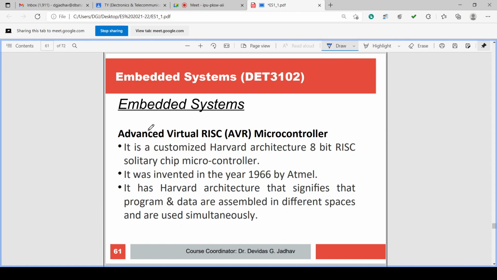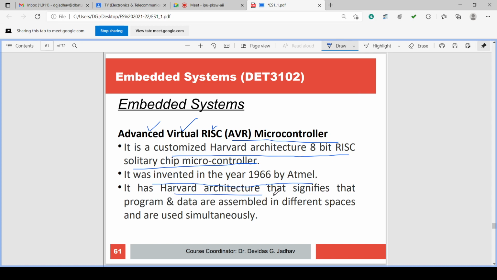It is also called Advanced Virtual RISC, AVR microcontroller, a reduced instruction set RISC type of microcontroller. It is a modified Harvard architecture 8-bit RISC single chip microcontroller. What is Harvard? Both memories are separate, program memory and data memory. It was invented in the year 1996 by Atmel.